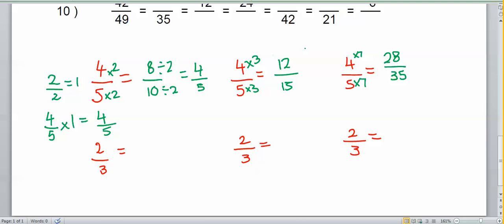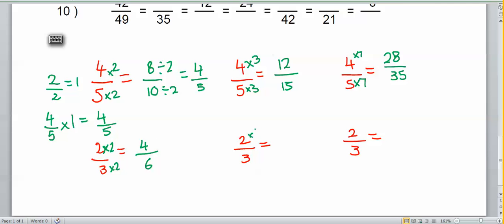So let's recap. If you multiply the numerator and the denominator of any fraction by the same number, then we have an equivalent fraction. Same thing with 2/3. If we multiply the top by 2, we multiply the bottom by 2, we're going to have 4 over 6, which is the same as 2/3.